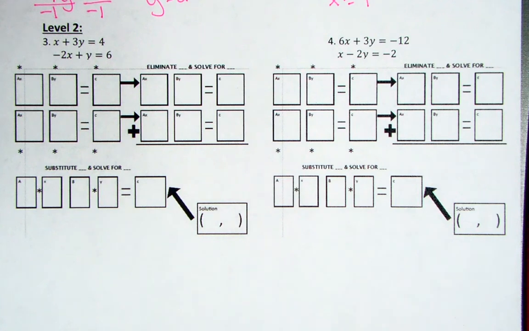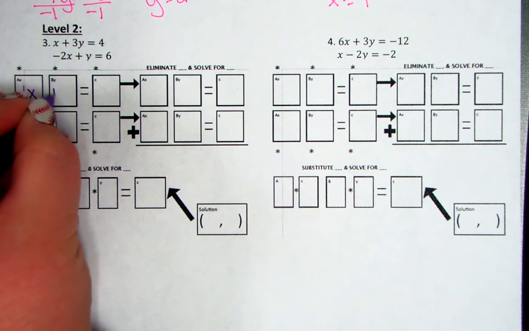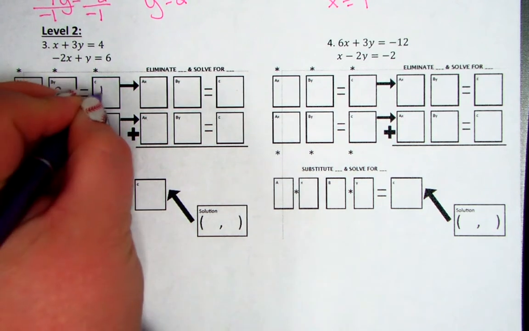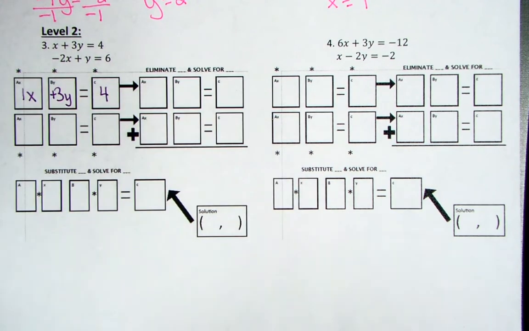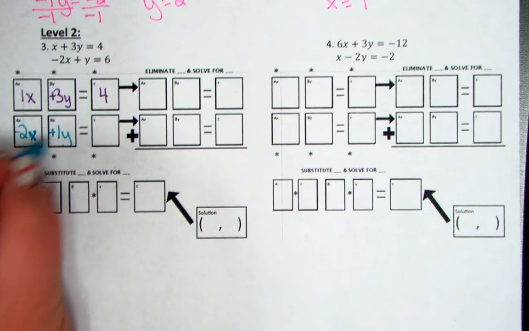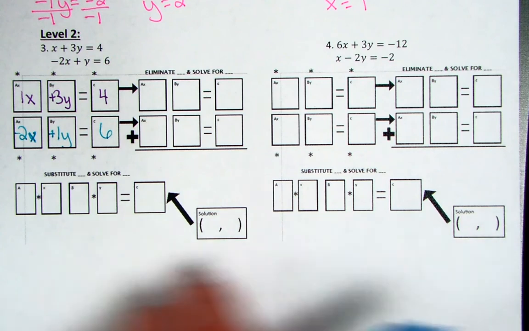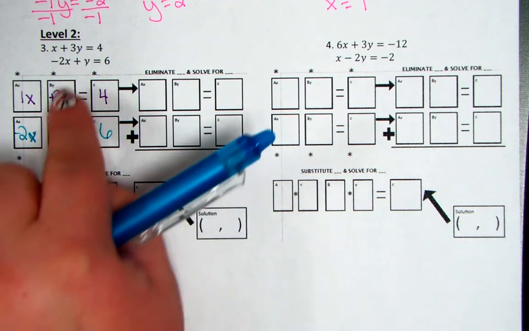Level 2 now says that we are going to need to multiply at least one equation here. Well, exactly one equation. So let's write our equations into our template here. 1x plus 3y equals 4. And the second one is negative 2x plus 1y equals 6.